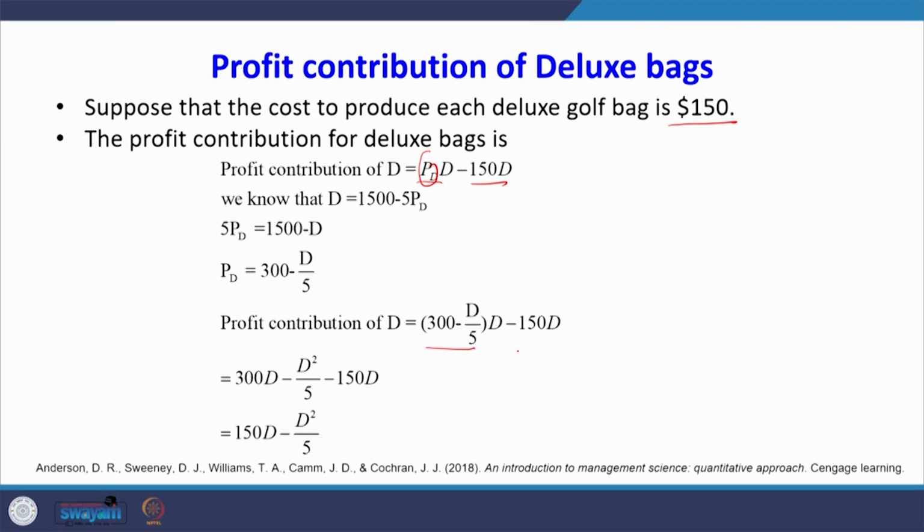When I substitute here and simplify, I get this result: 150D minus D square upon 5. Now, this is the profit contribution for the deluxe bag. Previously, we got the profit contribution for the standard bag. Now we got it for the deluxe bag also.